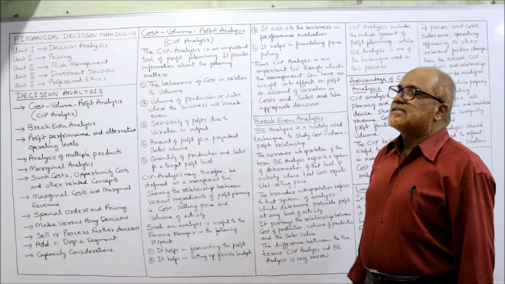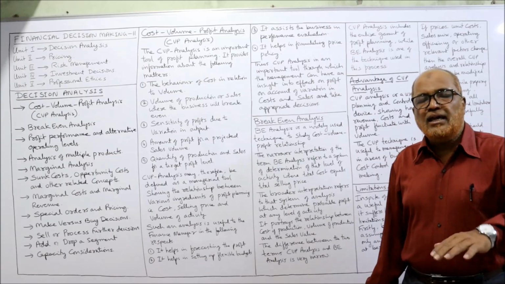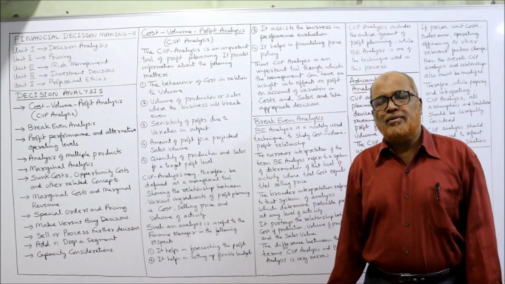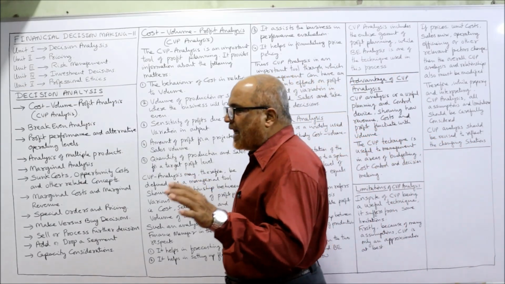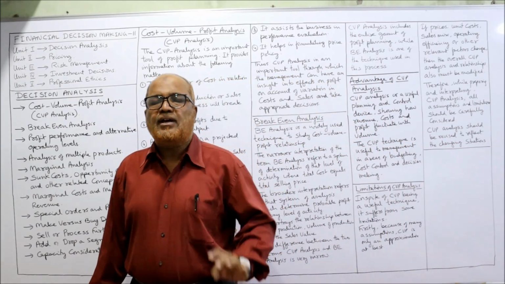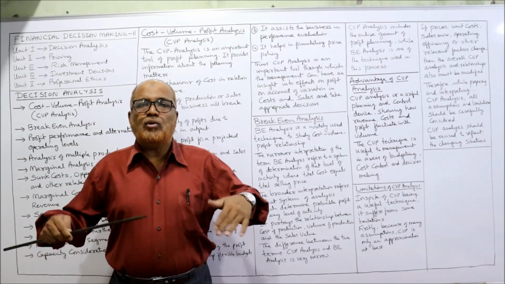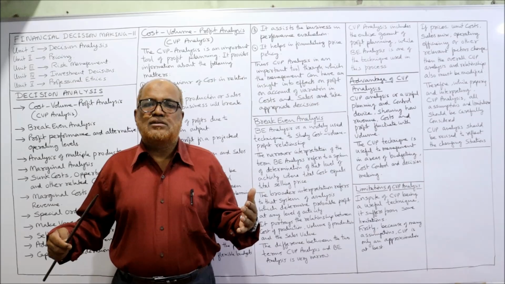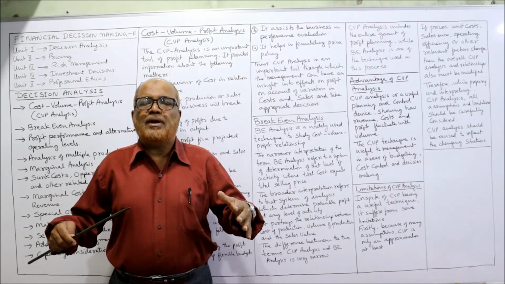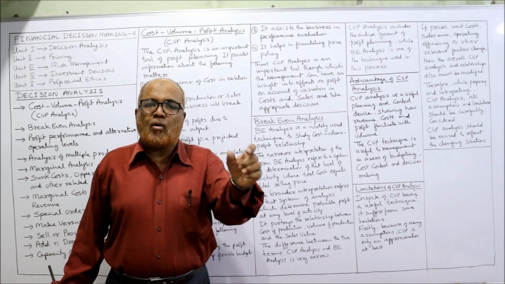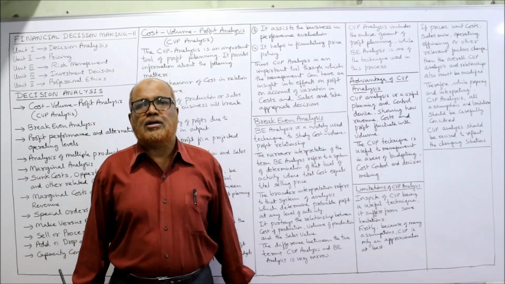Next one is it assists the business in the evaluation of performance. See, once planning is made, automatically we cannot achieve whatever we have planned. We have to evaluate, we have to control the activities. So if we apply CVP analysis, we can be able to evaluate the performance. Are we going according to our plan or not?